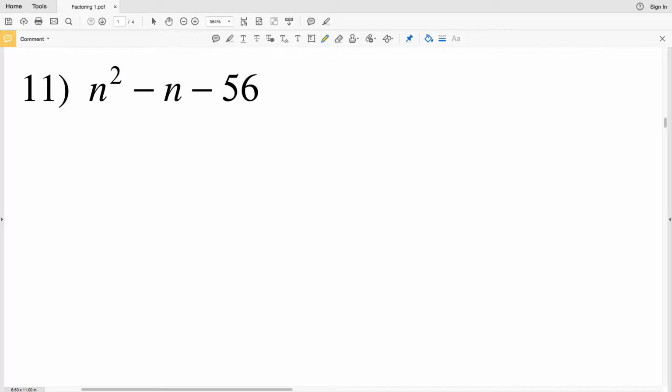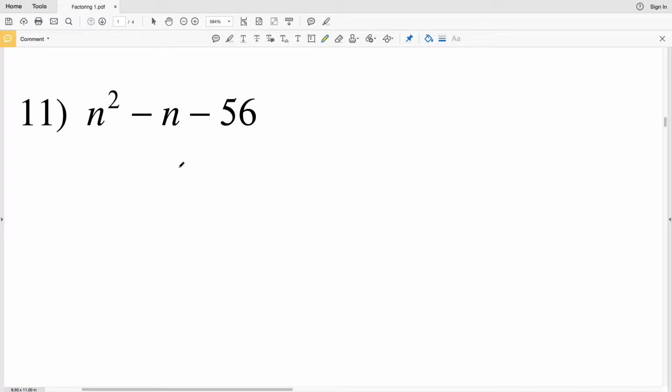In this video, I'm going to work through problems numbers 11 through 18. Now, starting with number 11, we have to find two numbers that multiply to give us our C value, which in this case is a negative 56 since that 56 is subtracted, and add to give us our B value, which is a negative 1 since we're subtracting 1 n.